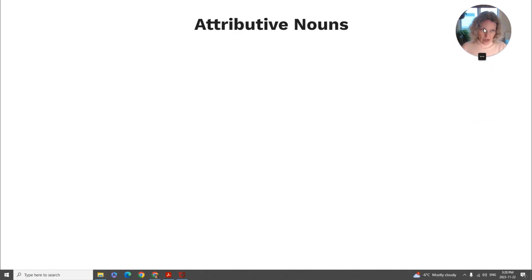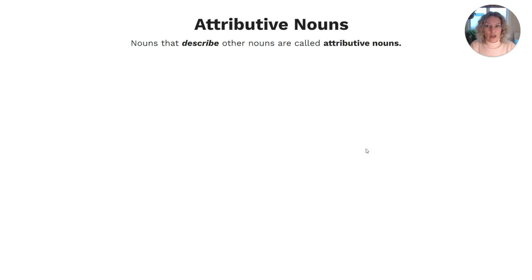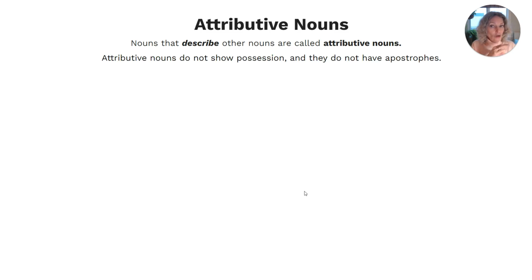Okay, so now I want to mention attributive nouns, because students sometimes get confused between possessive nouns and attributive nouns. So nouns that describe other nouns are called attributive nouns. So attributive nouns do not show possession, and they do not have apostrophes.